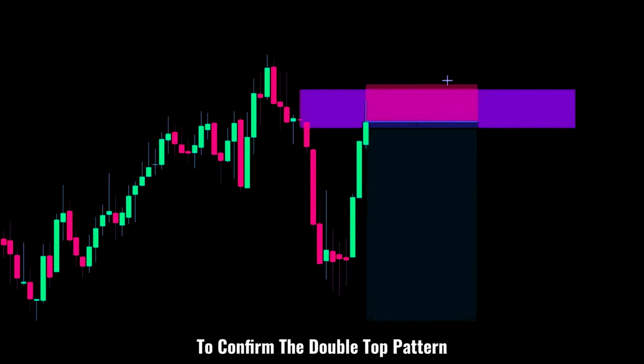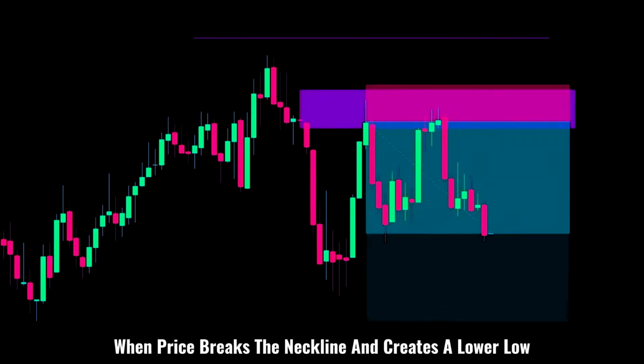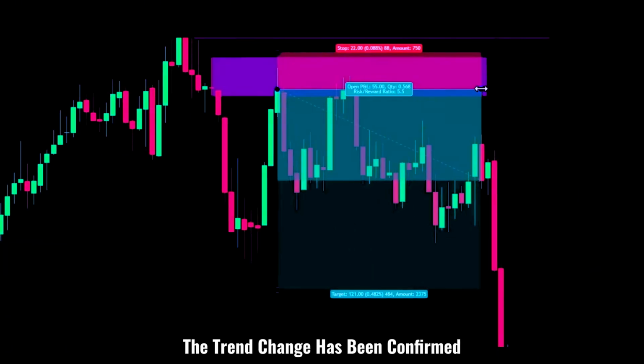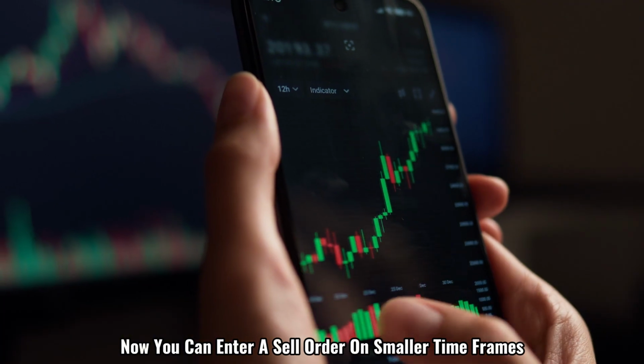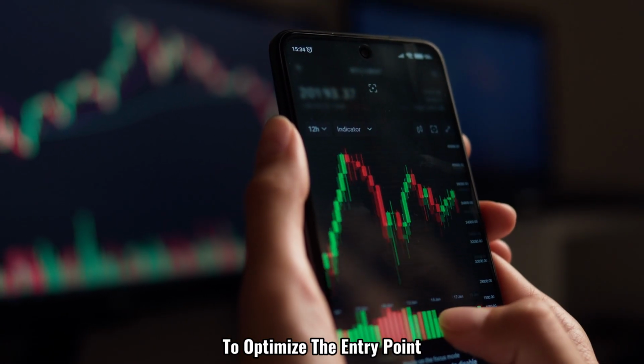To confirm the double top pattern, you find the neckline at the nearest bottom between 2 peaks. When price breaks the neckline and creates a lower low, the trend change has been confirmed. Now you can enter a sell order on smaller time frames to optimize the entry point.